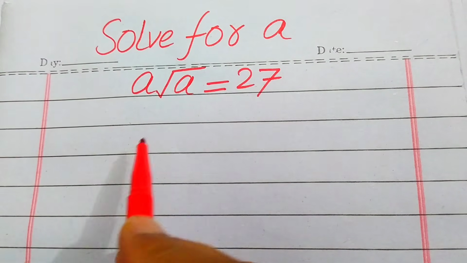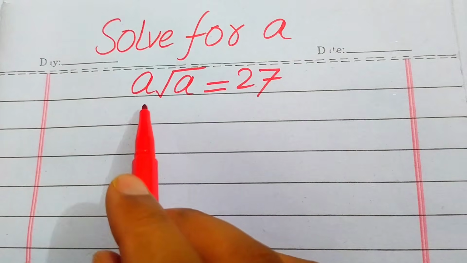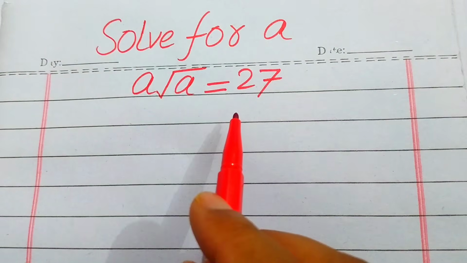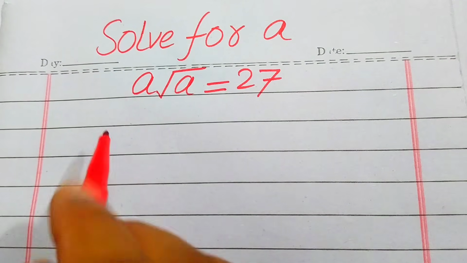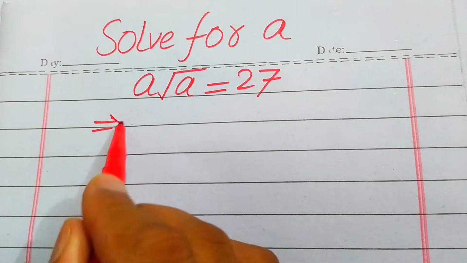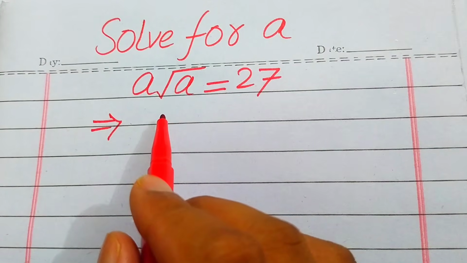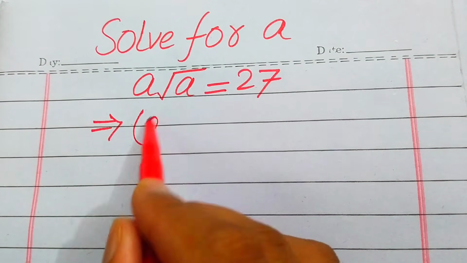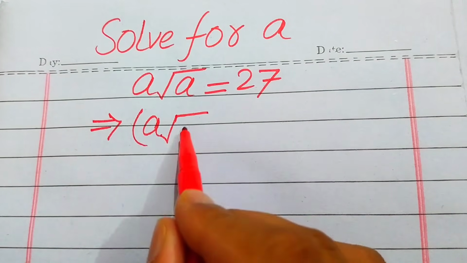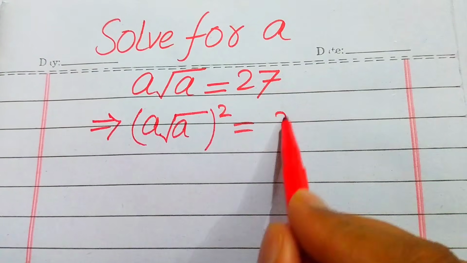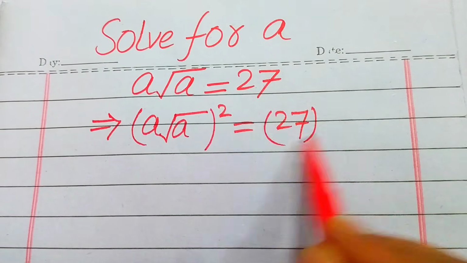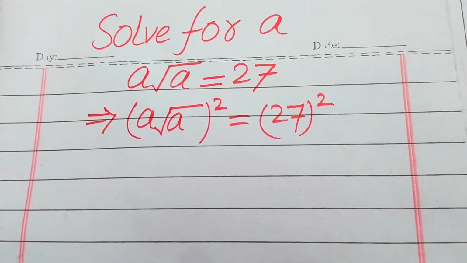So here we have this nice radical equation: a times square root of a equals 27, and we solve this problem for all the values of a. First we need to remove the square root sign from the left hand side. For this we apply squaring on both sides, and it will be written as (a times square root of a) whole squared equals 27 squared.